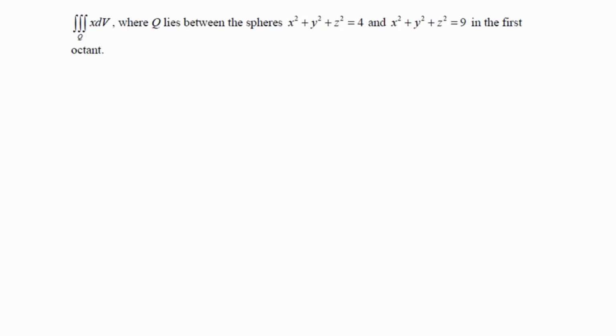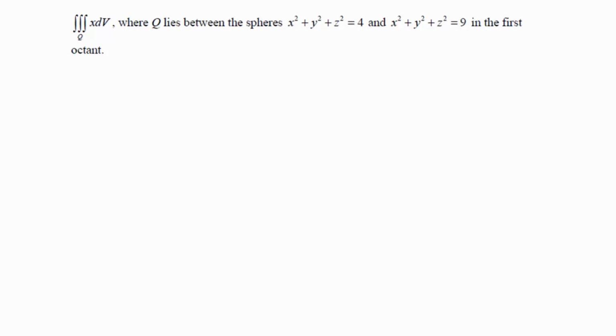It says use spherical coordinates to evaluate the triple integral. So we've got the triple integral over Q of x dV. We're going to use spherical coordinates where Q lies between two spheres, x squared plus y squared plus z squared equals 4, and x squared plus y squared plus z squared equals 9, in the first octant.